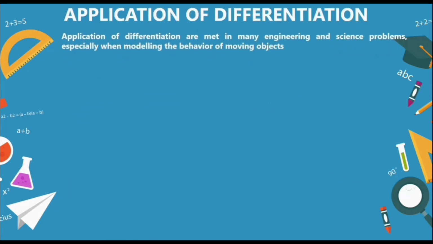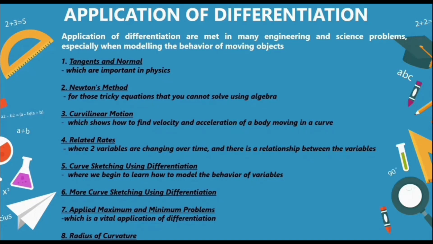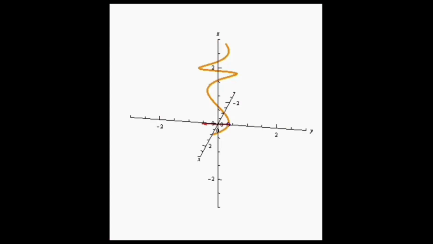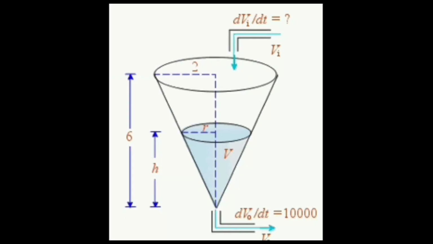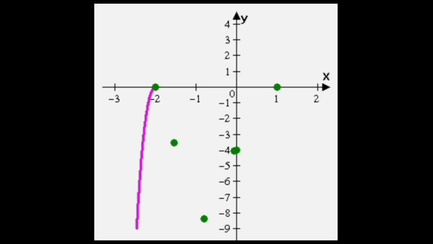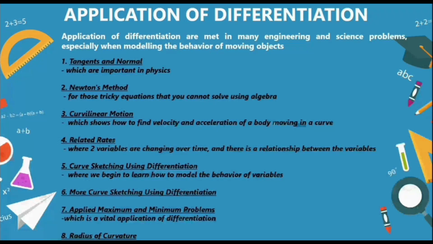Applications of differentiation are made in many engineering and science problems, especially when modeling the behavior of moving objects. These are the topics that use the application of differentiation: tangents and normals, Newton's method, curvilinear motion, related rates, curve sketching using differentiation, and radius of curvature. So for the conclusion, the application of differentiation is so important to these topics mostly.